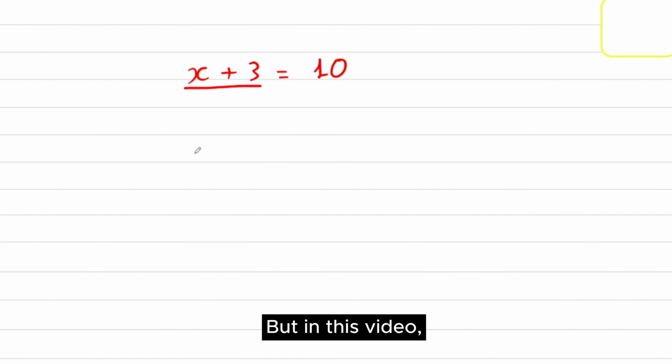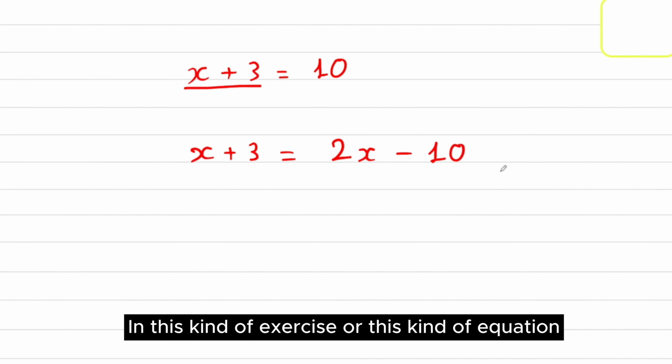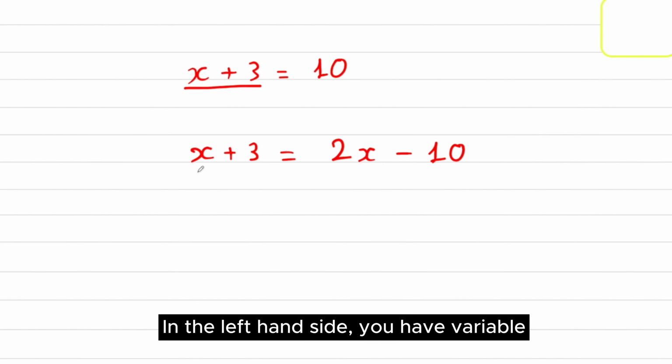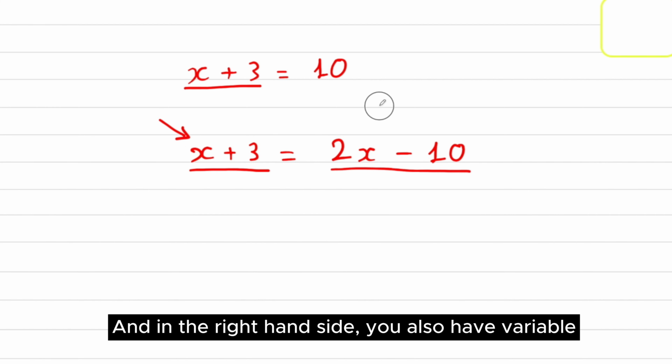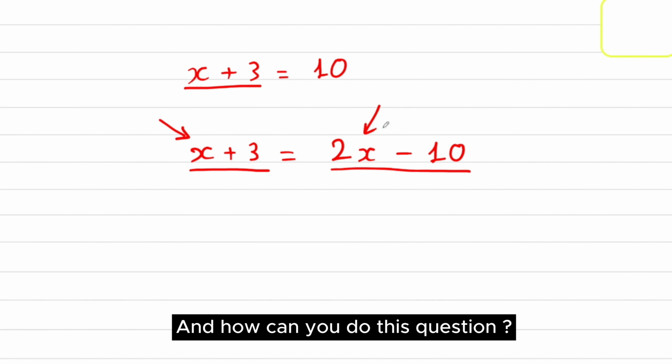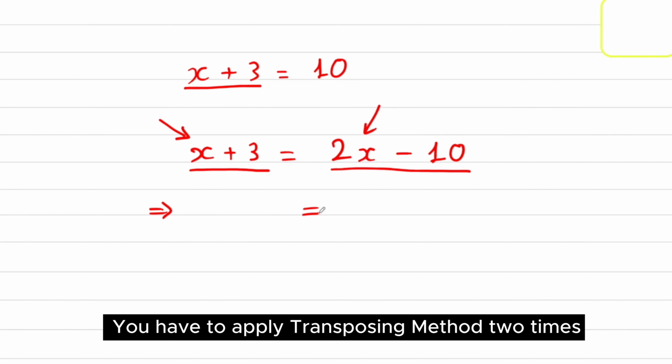But in this video, I want you to work with something like this. In this kind of equation, you can see now on the left hand side you have a variable, and on the right hand side you also have a variable. And how can you solve this question for the variable x? So the main point for this one is to simplify the expression. And at the same time, you have to apply the transposing method two times.